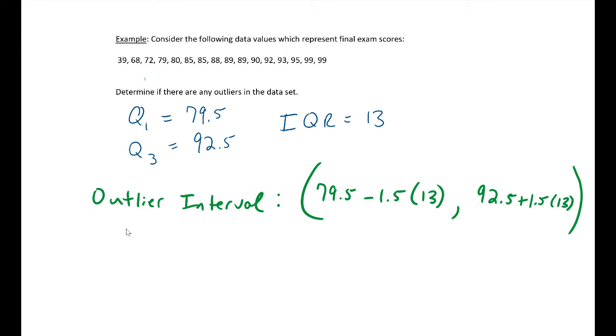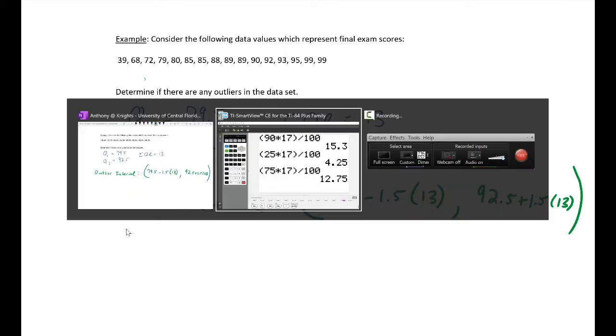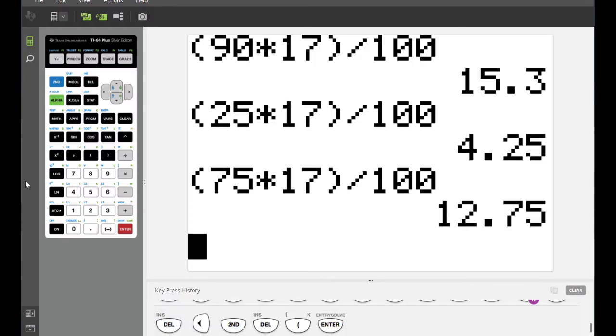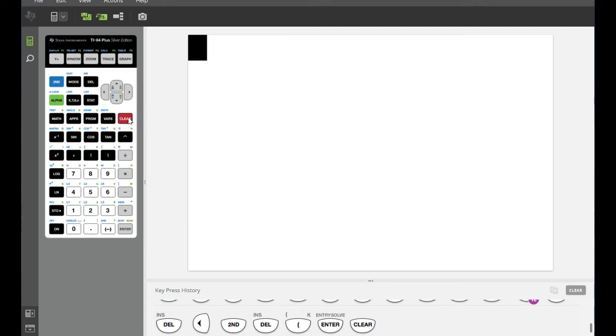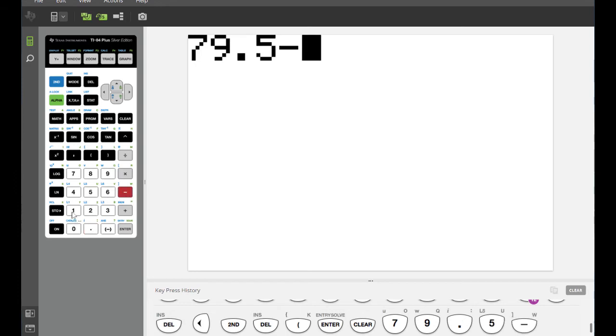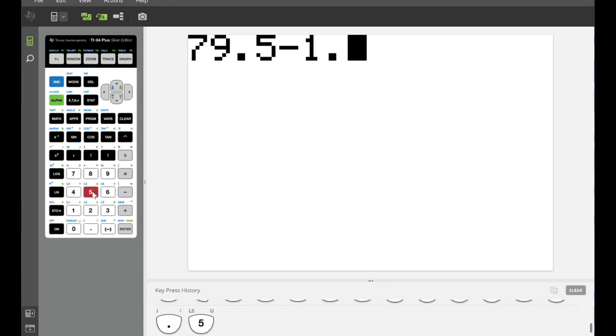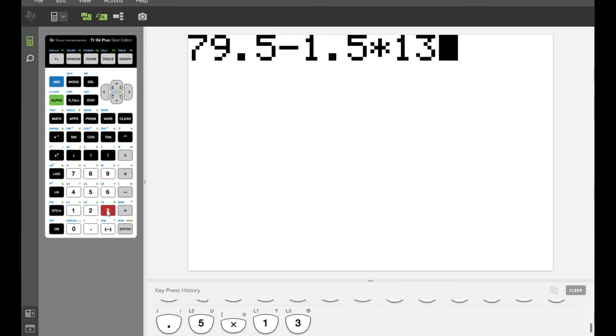All right, definitely need a calculator for this. So here we go. So let's clear this out. So I'm going to take 79.5. I'm going to subtract away 1.5 times 13. Okay, and the calculator is going to do the correct order of operations. It's going to multiply first and then do the subtraction last. Okay, we do that, we get 60, and then I'm also going to do, so I can just do second enter.